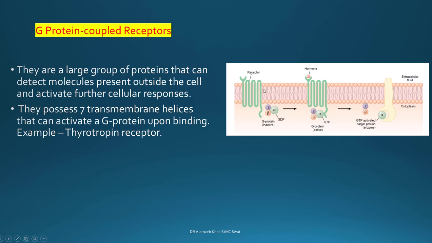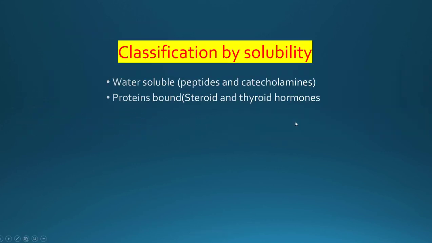They have a membrane portion with transmembrane helices, seven in number, and then they continue to the cytoplasmic portion, which is called the G protein, which is composed of alpha, beta, and gamma. When a ligand is attached to it, this portion is activated. The G protein receptor is activated.